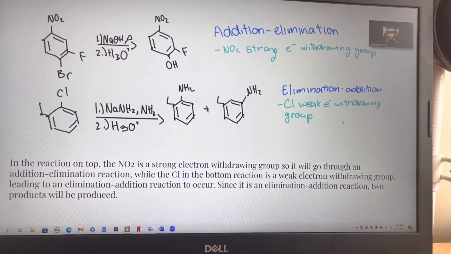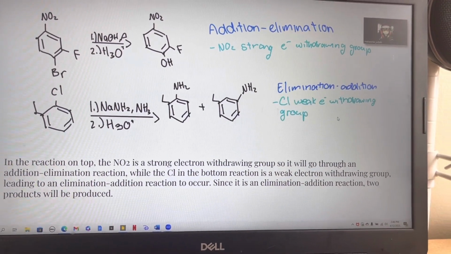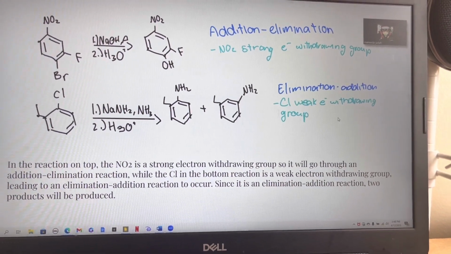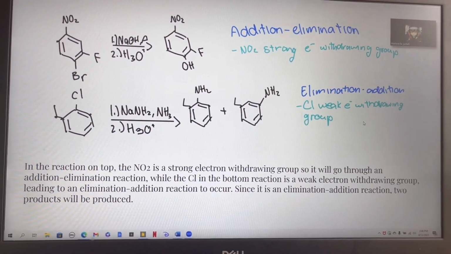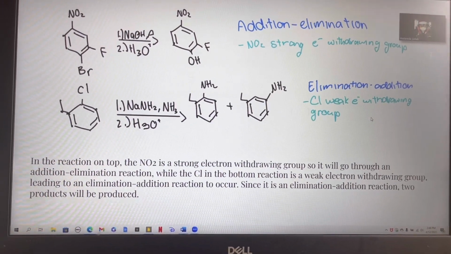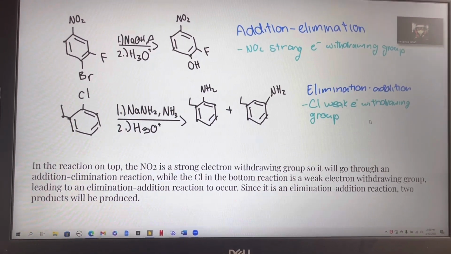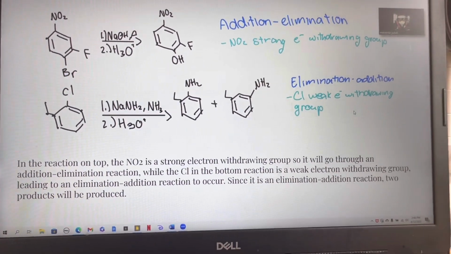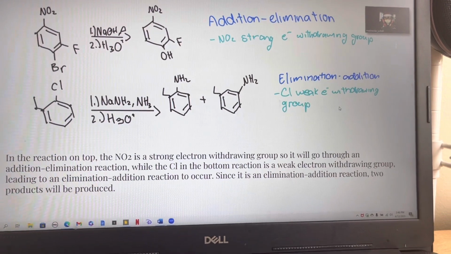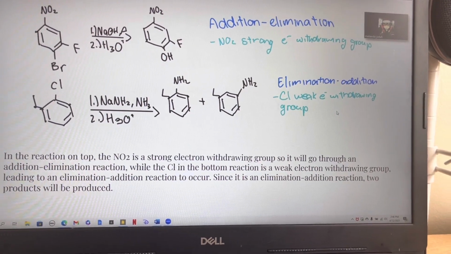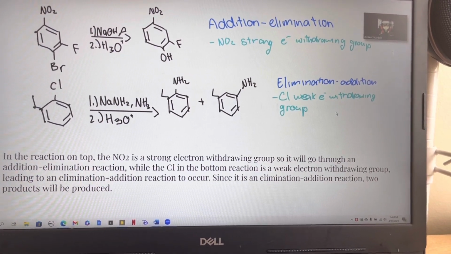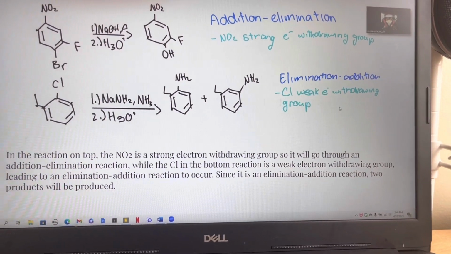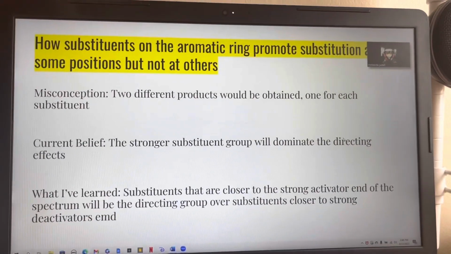In the reaction on top, the NO2 is a strong electron withdrawing group, so it will go through an addition-elimination reaction. While for our bottom reaction, there's a Cl, and that is a very weak electron withdrawing group. So we will add a strong reagent, which in this case is the NH2 from the NaNH2.